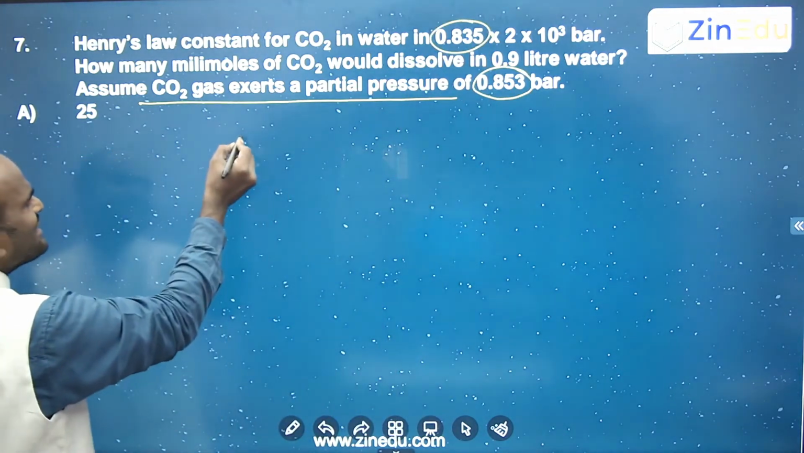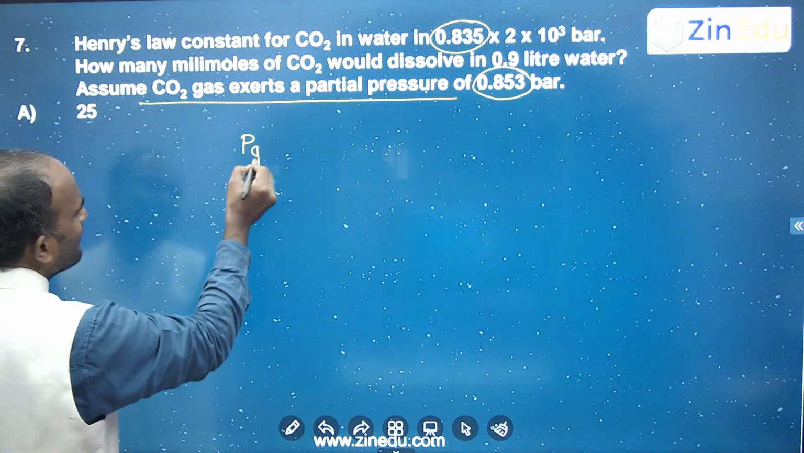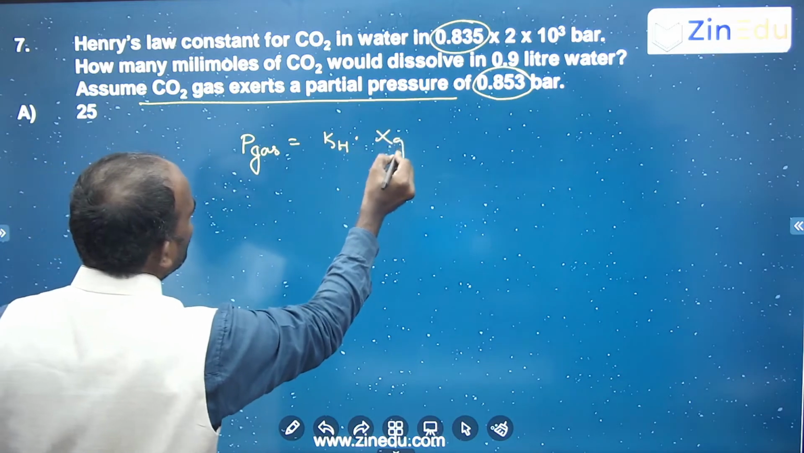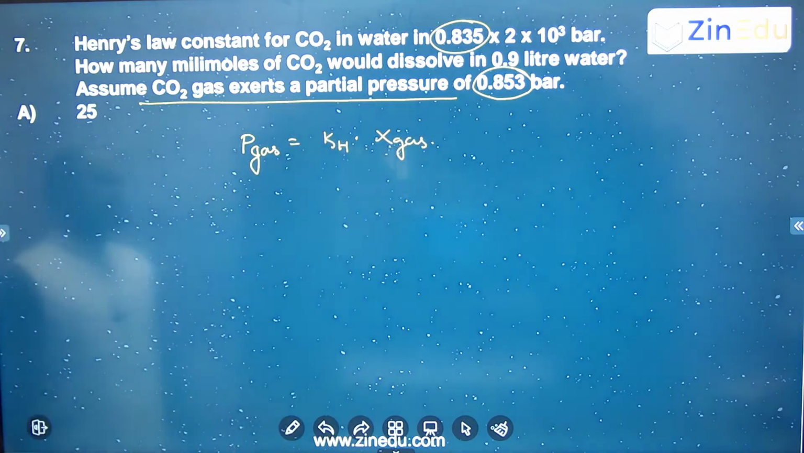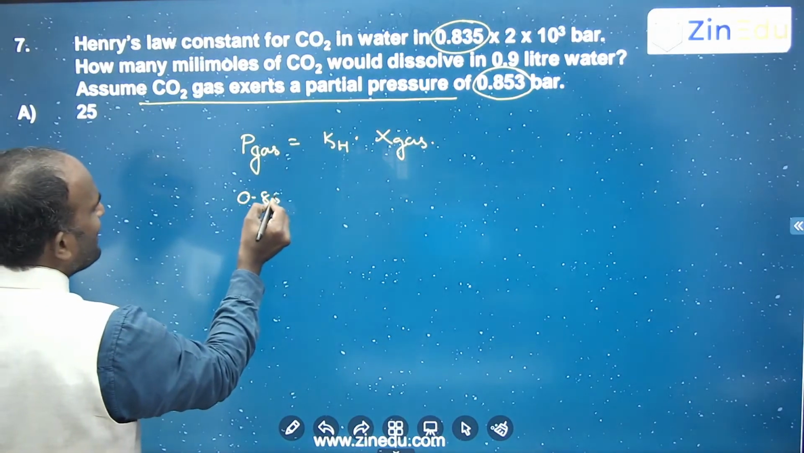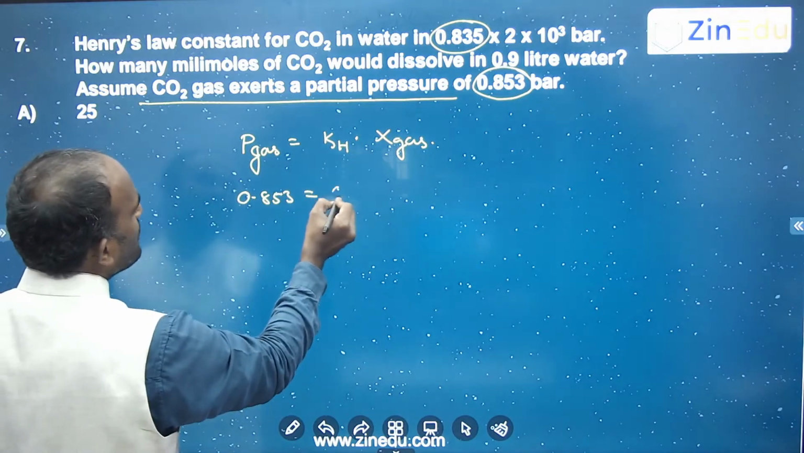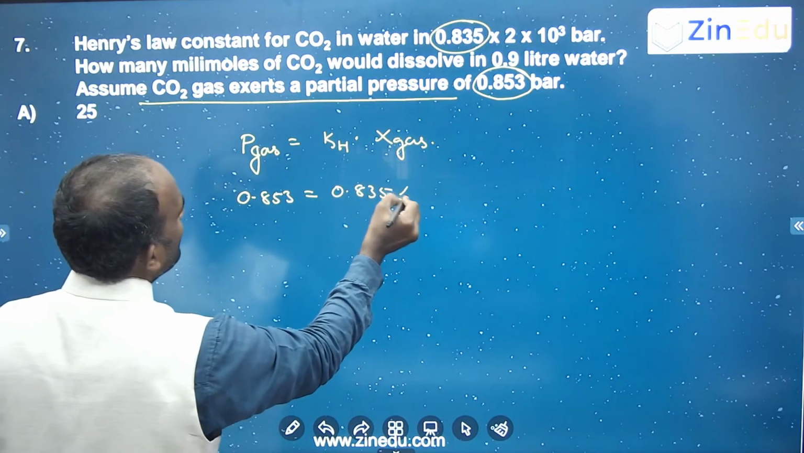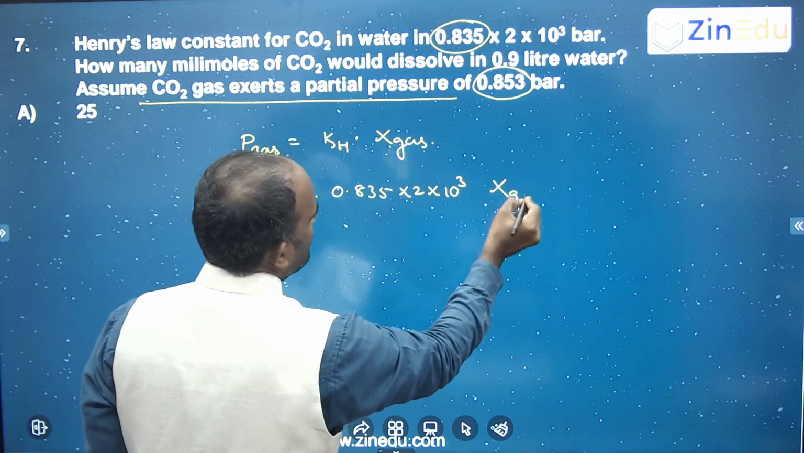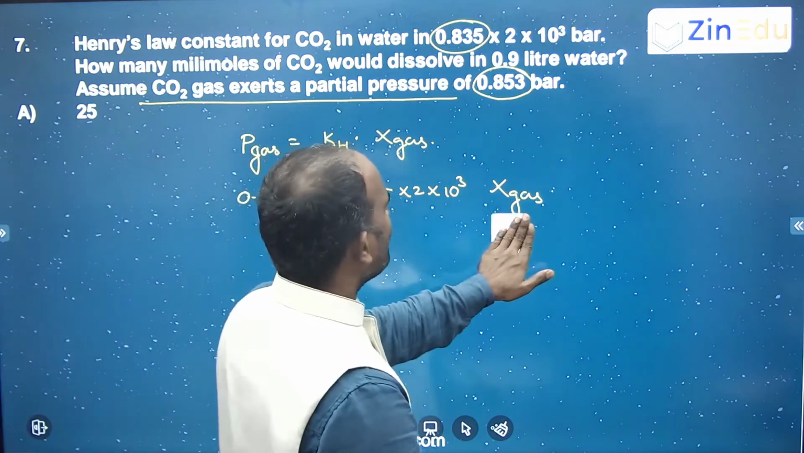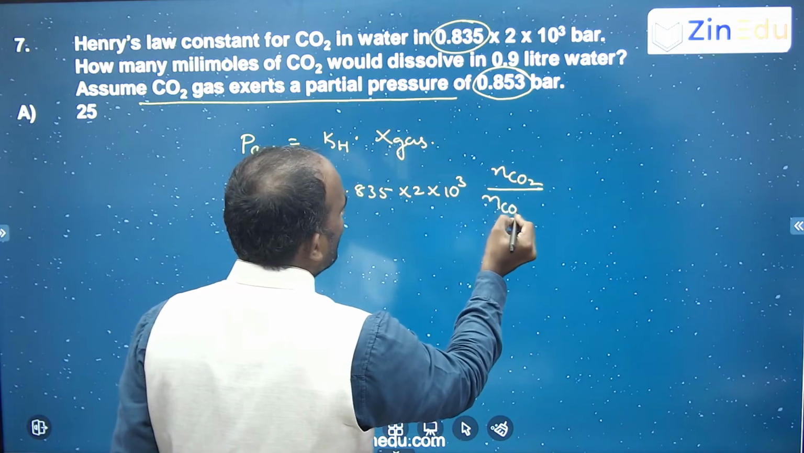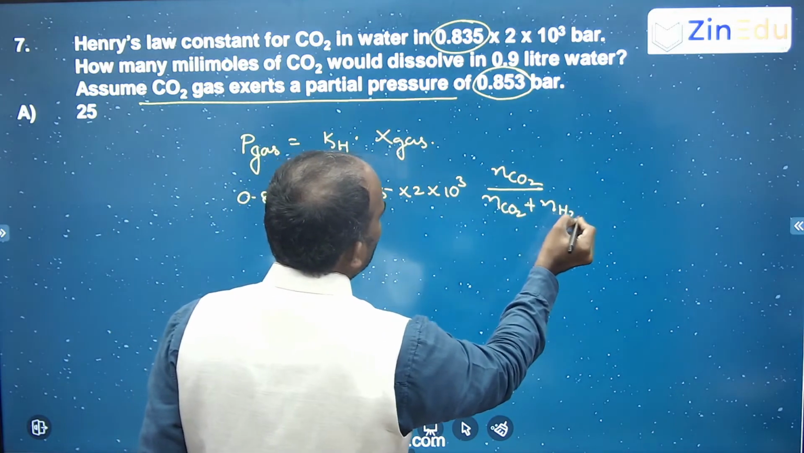We know that Henry's law is nothing but: partial pressure of the gas is equal to Henry's constant of that gas into the mole fraction of the gas. So what is the partial pressure exerted by the gas? 0.853 is equal to Henry's constant 0.835 into 2 into 10 cube into the mole fraction of the gas. Right? So what is the mole fraction of the gas here? Number of moles of carbon dioxide divided by number of moles of carbon dioxide plus number of moles of H2O.